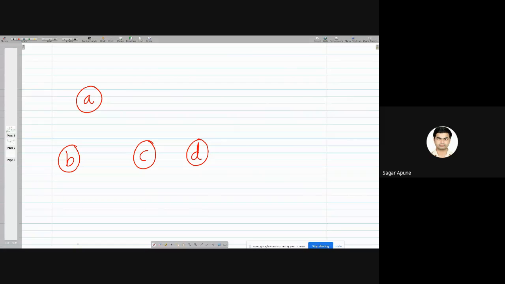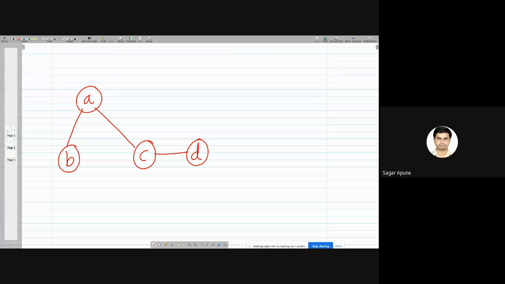Okay, A, B, C, D. There are 4 vertices. Vertices means in a tree we call it a node, and in a graph we call it a vertex or vertices. Singular is vertex, plural is vertices. Here there are a total of 4 vertices, and this is the link between A and B. So in a graph we call it an edge. Then here A to C is a connection and the C to D link is there.